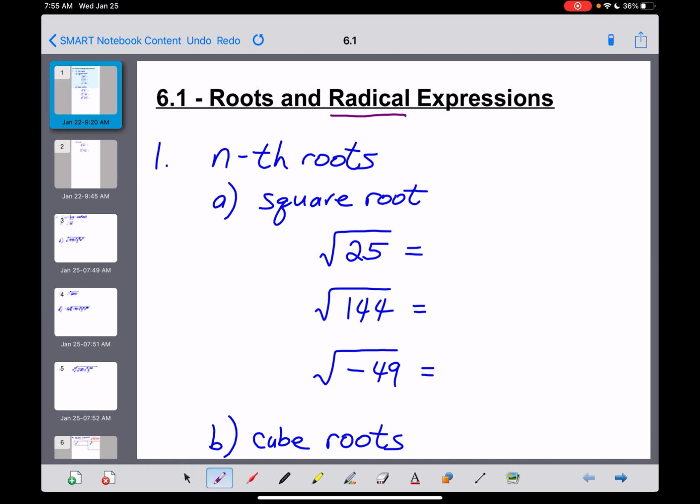But right now, 6.1 is just getting our feet wet when we start talking about roots, and you'll notice I didn't put a word in front of that that you might have expected. Roots, and then what we call radical expressions. So let's get working into 6.1 right here.